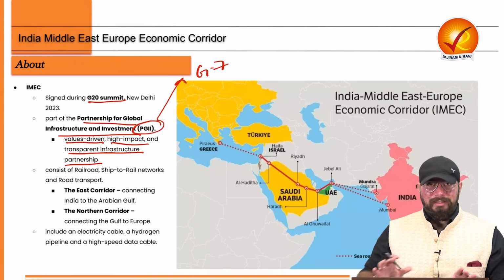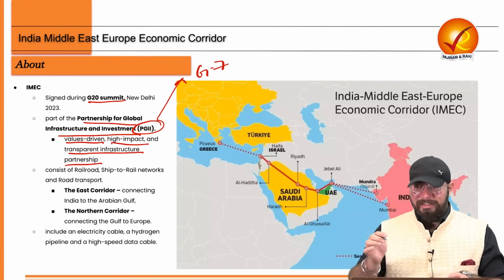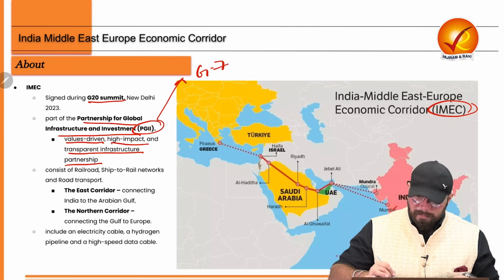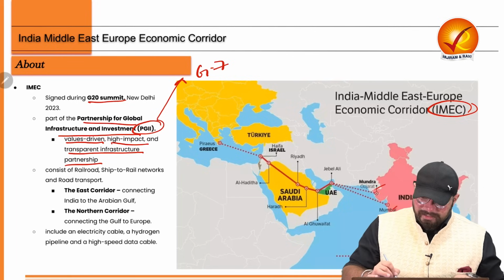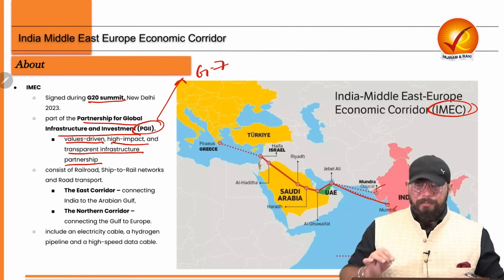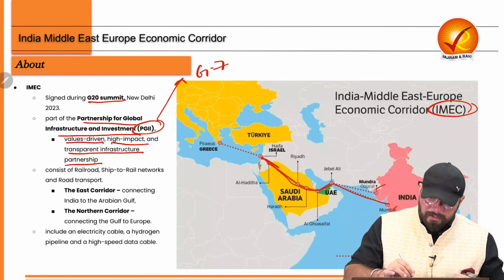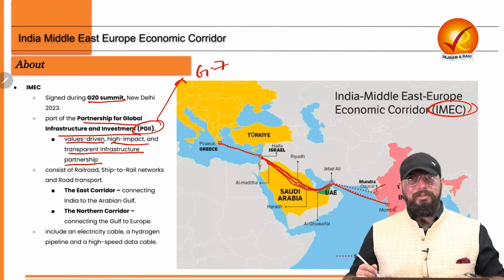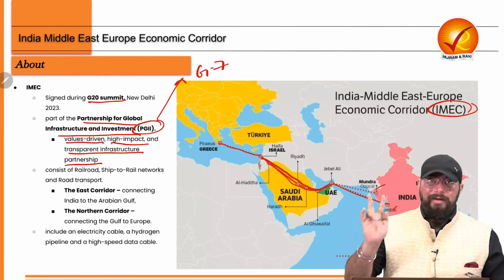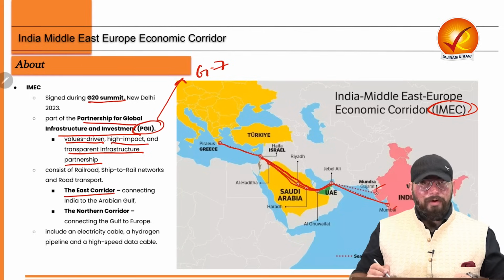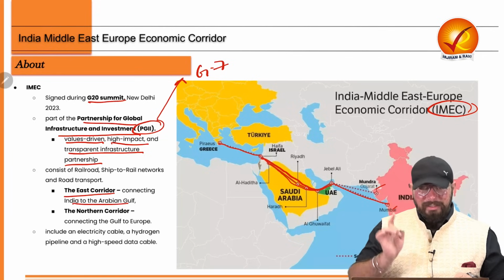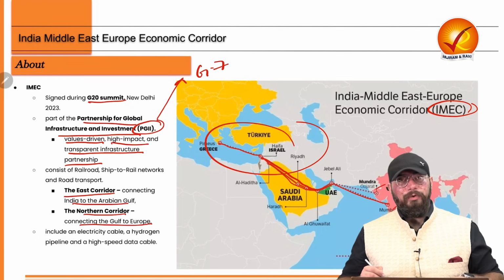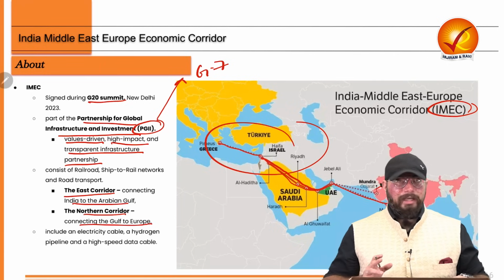Okay, so what all things will this IMEC consist of? Before seeing that, let us see how IMEC looks. This is India, this is the port of Mumbai, this is the port of Mundra, right? And this is the connecting line to the Middle East region. Now this is the Middle East region where the connectivity is shown. And eventually you see the Middle East is getting connected to the region of Europe. So basically there are two corridors. One is the Eastern Corridor connecting India to the Arabian Gulf, and another is the Northern Corridor, which connects the Gulf to the European region. This is how your IMEC will go on.